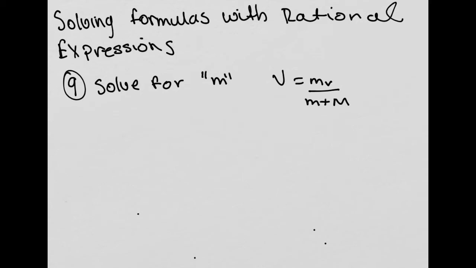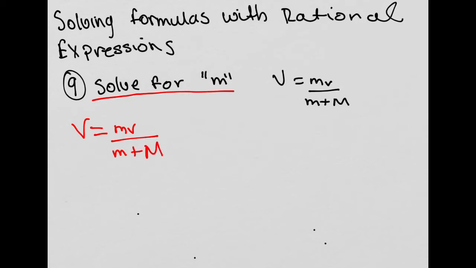Now in here, we're going to be solving formulas with rational expressions. So in these examples, you're going to be solving for a specific variable. Like the first one says, solve for little m. So this is the example we're given. I'm going to go ahead and write it here. This is big B, little m, little b, little m plus big M.